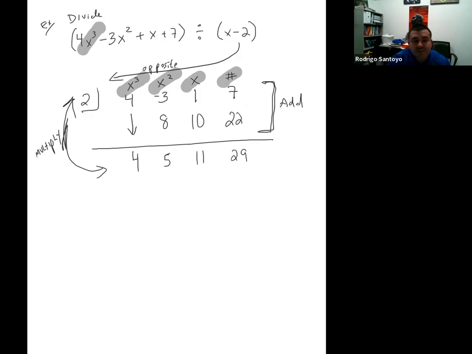Any questions on those numbers there? The last number will always be the remainder. These are all coefficients, coefficients and numbers. The last one will always just be a number. These are coefficients.